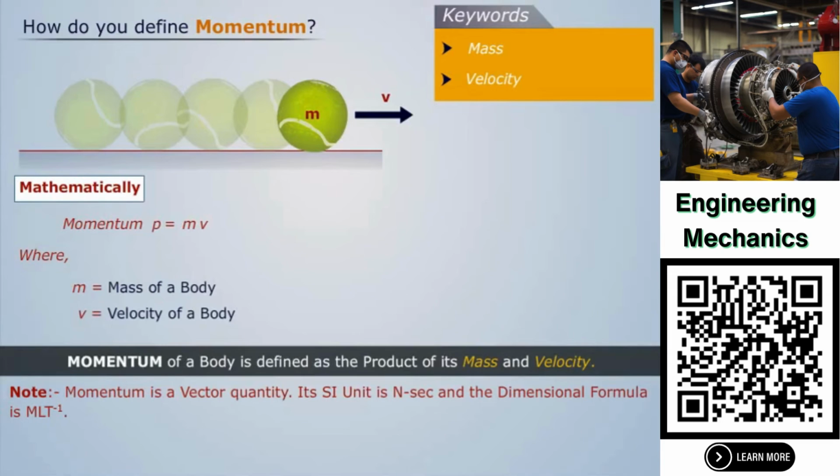Its SI unit is Newton second and its dimensional formula is MLT to the power -1. Related terms are force and Euler's first law.